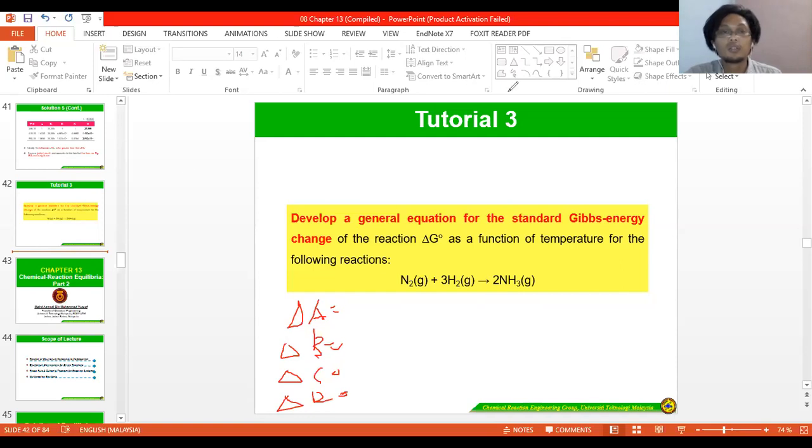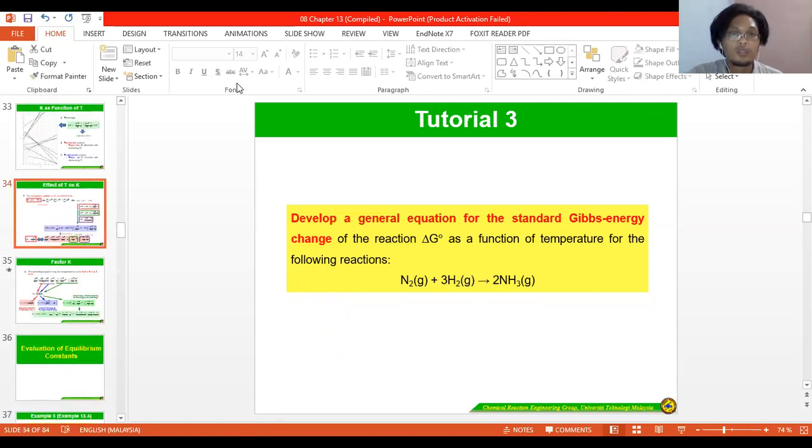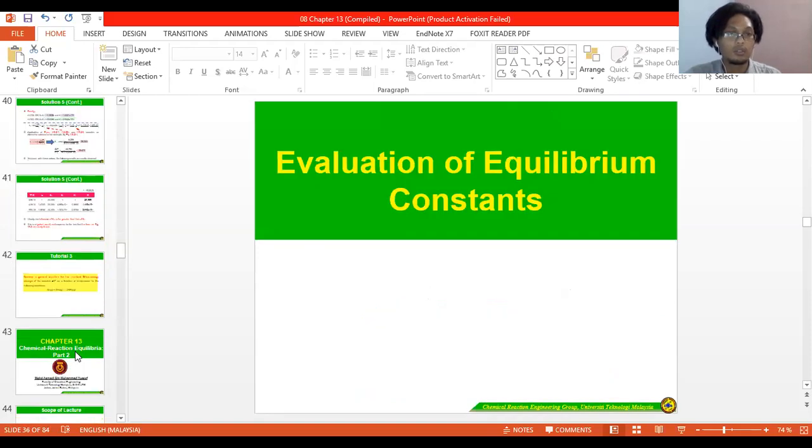So the equation is this one. This equation. Just substitute and you can get the answer. So that is how to calculate the delta G.